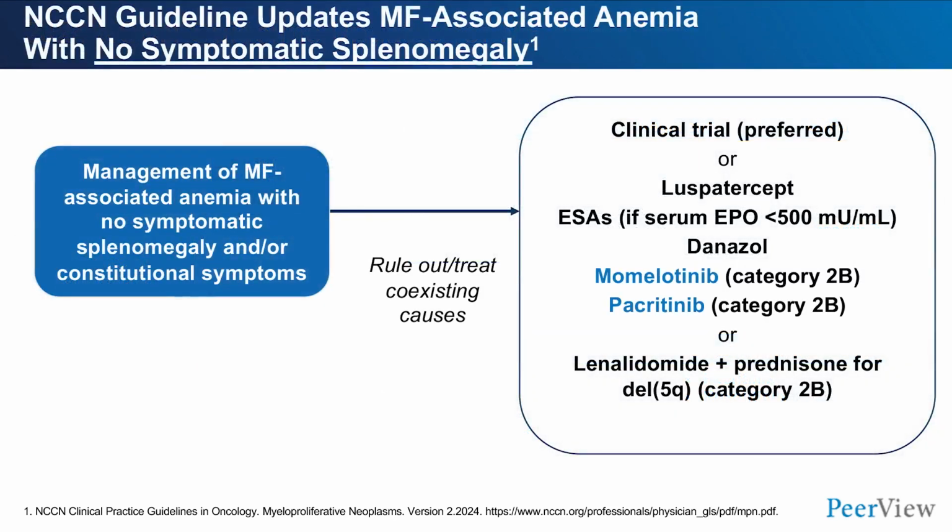The last scenario is a patient with anemia without symptomatic splenomegaly and without symptomatology. And I think, as Claire said, that in this situation we have to rule out any coexisting causes of anemia: bleeding, hemorrhage, hemolytic anemia, iron deficiency, B12 or folate deficiency, and also hemoglobinopathy. And in this condition, we can, of course, favor clinical trials to try to have more responses in the future in terms of anemia, or use luspatercept, ESA, or danazol, or JAK inhibitors such as momelotinib and pacritinib that have a driver with anemia.